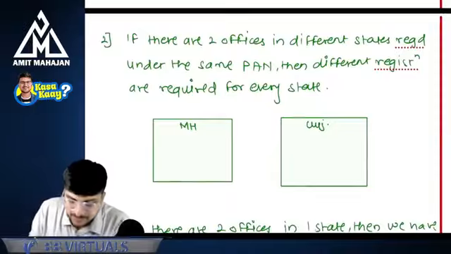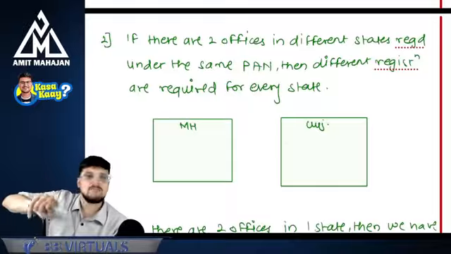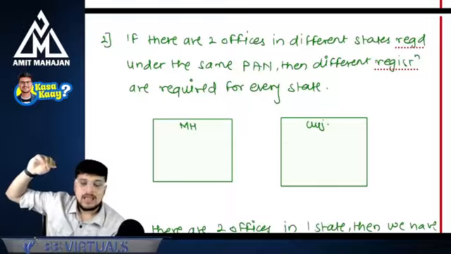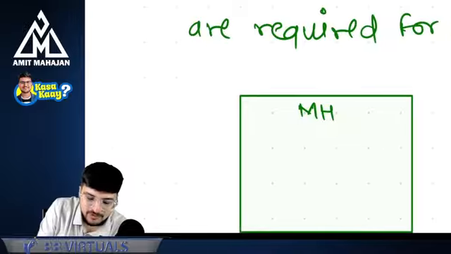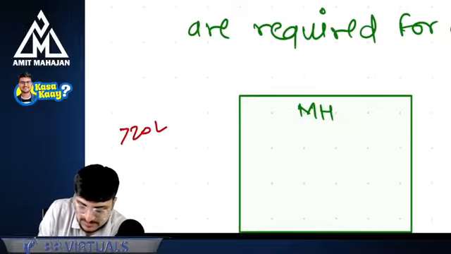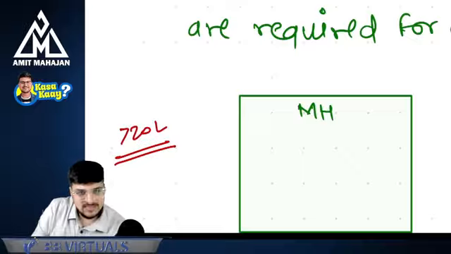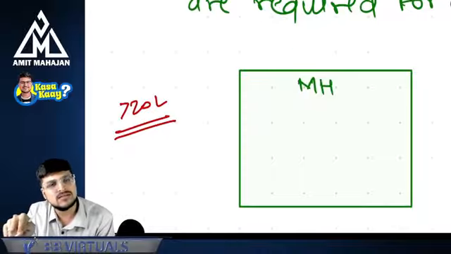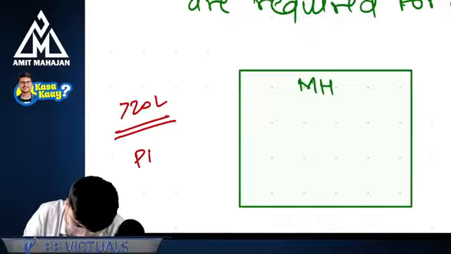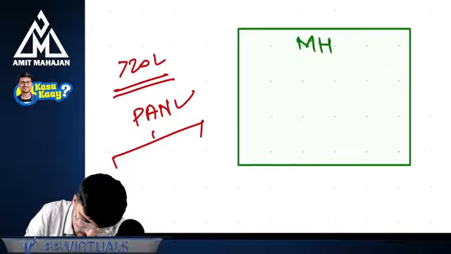Now please understand, if there are two offices in different states registered under the same PAN, the PAN will be one. You must have heard that if turnover crosses 20 lakhs, then you have to take a registration. Now, for example, what is the meaning of turnover? For every state, does this turnover need to be considered? No. For every PAN, this turnover needs to be considered. This PAN can have multiple offices, one in Maharashtra, one in Gujarat.